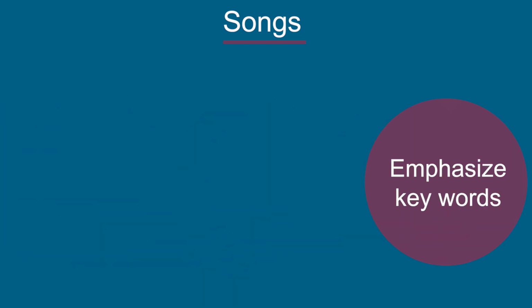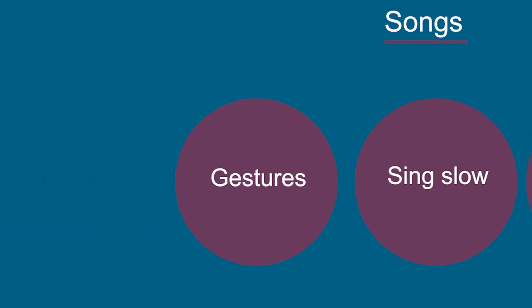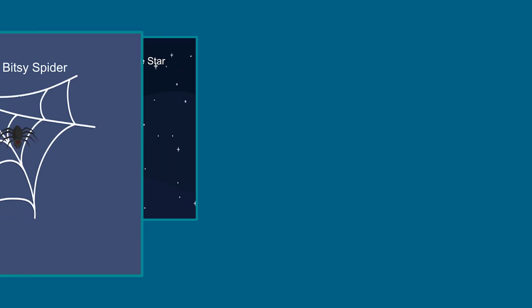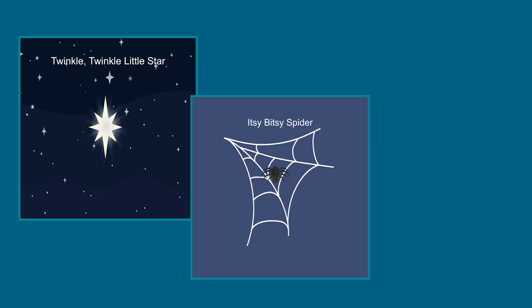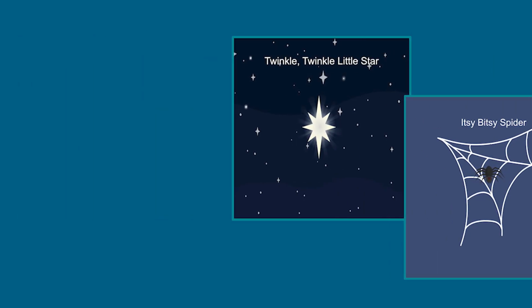Use a song, rhyme, or finger play as a sound activity. Make sure to emphasize keywords, sing slow, and use the gestures. Use songs that repeat the S sound, like Twinkle, Twinkle, Little Star, The Itsy Bitsy Spider, and 5 Little Speckled Frogs. Let's watch how to do this.